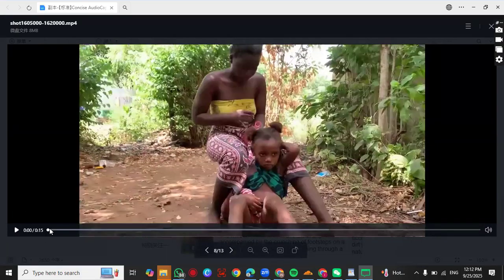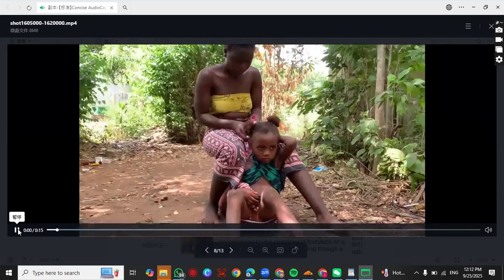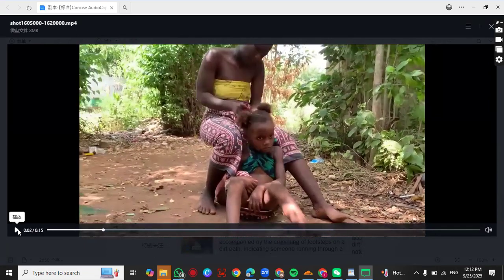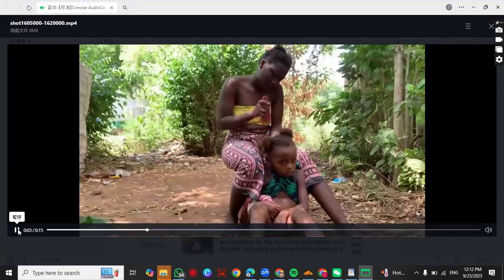Let it load first. Okay, first of all, there's chirping, birds chirping at the end, right? First thing is that. Then there is the sound of a crow, right?